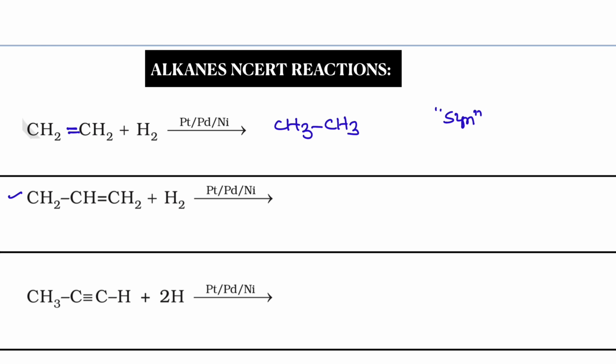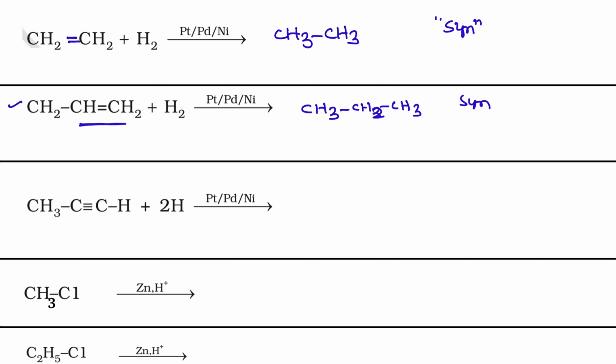So the second example is also the same reaction. This is the reaction site, catalytic hydrogenation. So the C=C double bond will become a C-C single bond. So the product will be propane. So this is very clear, again syn addition.